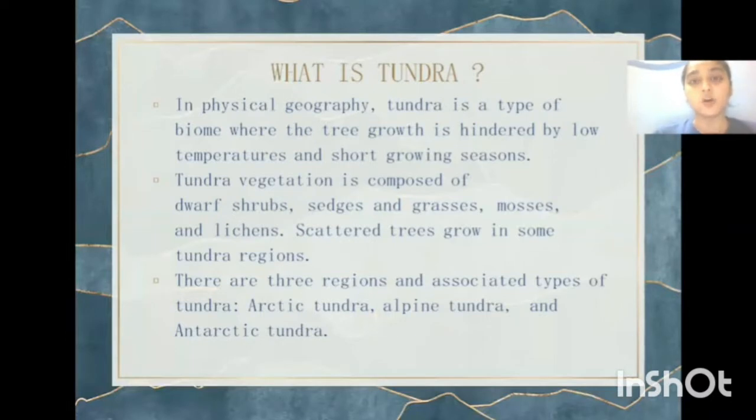First of all, what is tundra? In physical geography, tundra is a type of biome where the trees' growth is hindered by low temperature and short growing seasons. Tundra vegetation is composed of dwarf shrubs, sedges and grasses, mosses and lichens. Scattered trees grow in some tundra regions. There are three regions and associated types of tundra: Arctic tundra, alpine tundra, and Antarctic tundra.